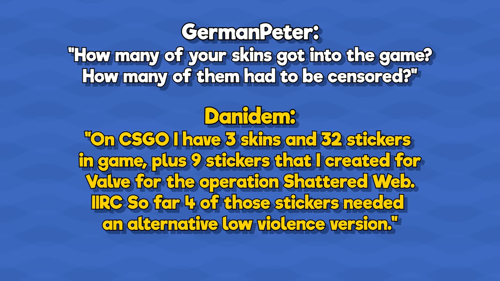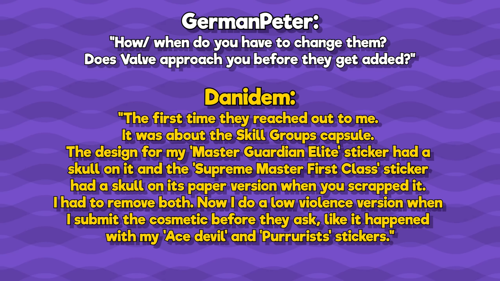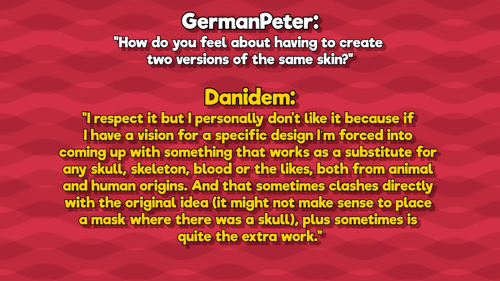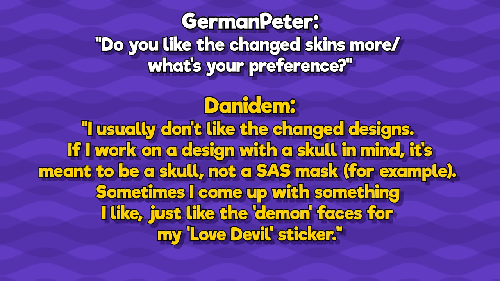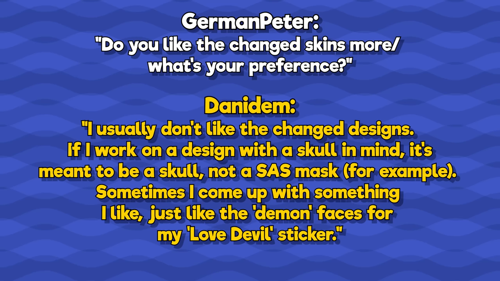He said the first time he had to censor his own work, Valve reached out to him when 2 of his stickers had skulls on them. These days, he already submits alternate versions without being asked to do so. He says that if he has an idea for a certain design, then being forced to come up with a substitute might clash with that original concept, like a gas mask being forced into a context where a skull would fit better. He thinks that if he has a certain design in mind, it's supposed to look that way and not any other way. Though, sometimes he does like the alternative, such as the demon faces on his Love Devil sticker. I have to admit, I think they fit the theme better too.